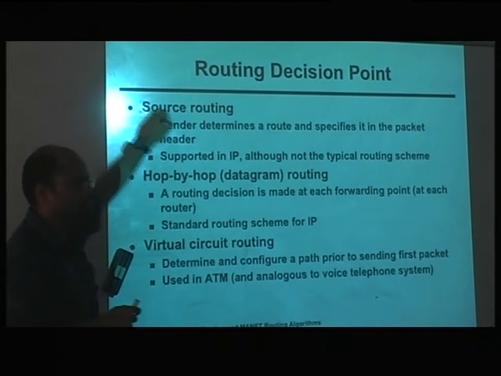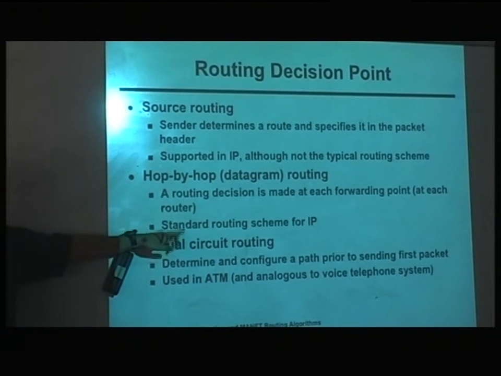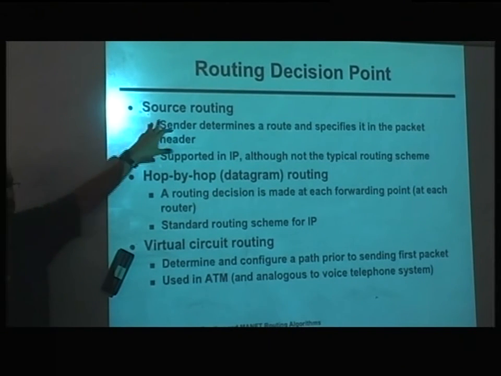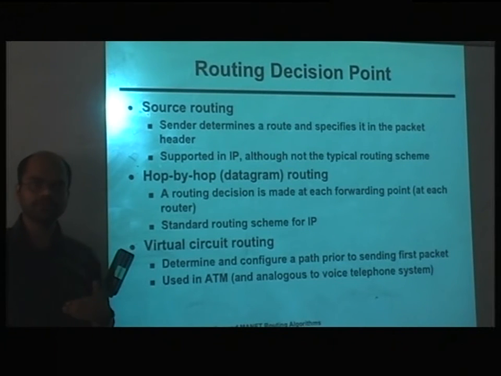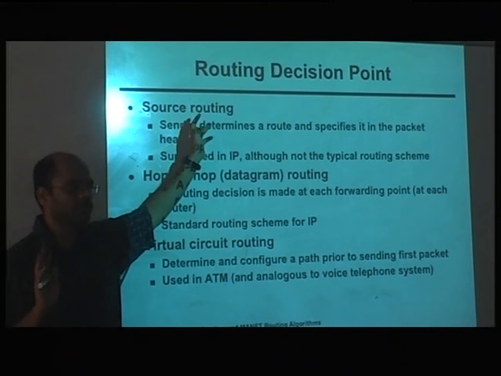So you can have three classes of algorithms. One is depending upon where the decision is or where you are executing this algorithm. Right? So you can do source routing. That means the source node knows the entire route and you send the packet using that route. Right? So this will typically happen in which algorithm?